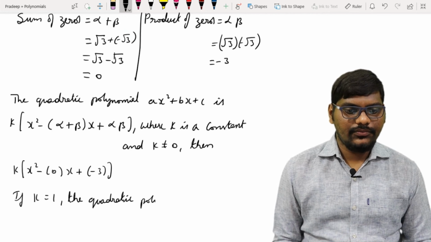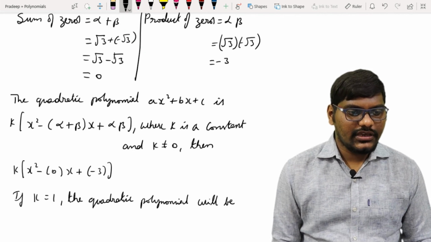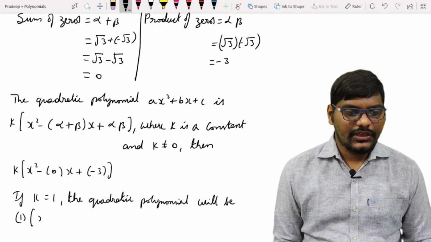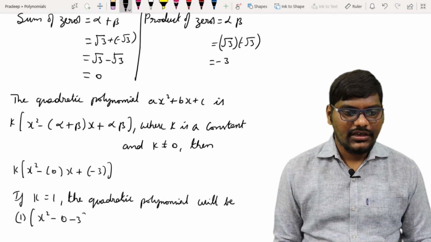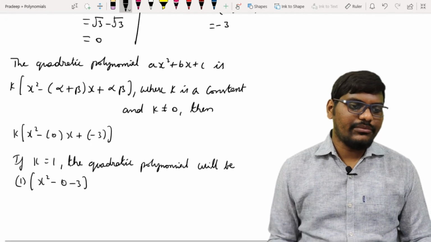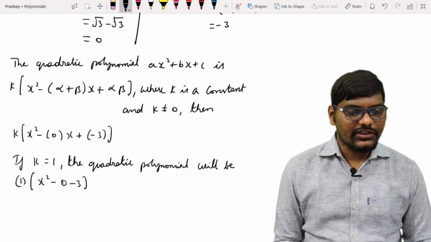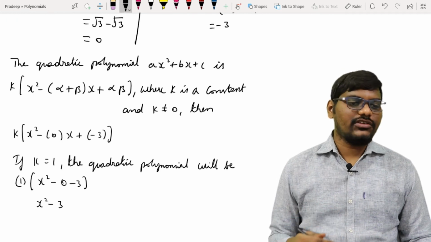so what it will become, that will be, so I'm just taking 1 in the place of k in the above equation, so I can write 1 into x square minus 0 of x, which is nothing but 0, so plus of minus is minus, so I can write minus 3. Even if I multiply this with the expression, there will be no change in the expression, so I can simply write this as x square minus 3. Okay, so this is the expression which is obtained.